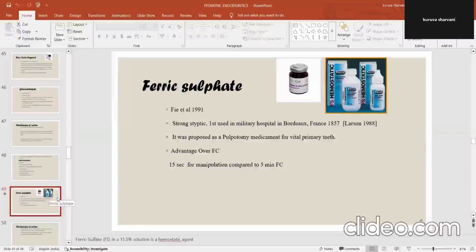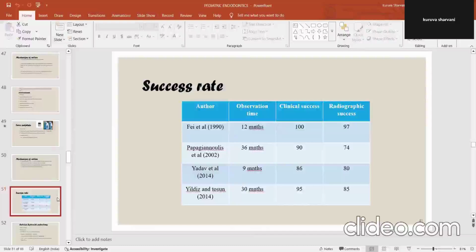Coming to pulpotomy materials like zinc oxide eugenol, it is the agent we place after control of hemorrhage. Each and every one has an individual success rate. Ferric sulfate also has an individual success rate, that is 100% success rate during a 12-month follow-up, according to this author.